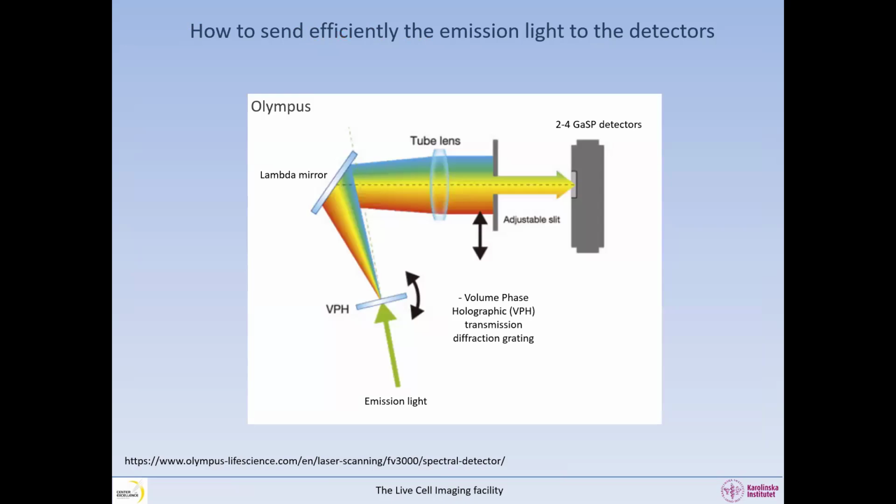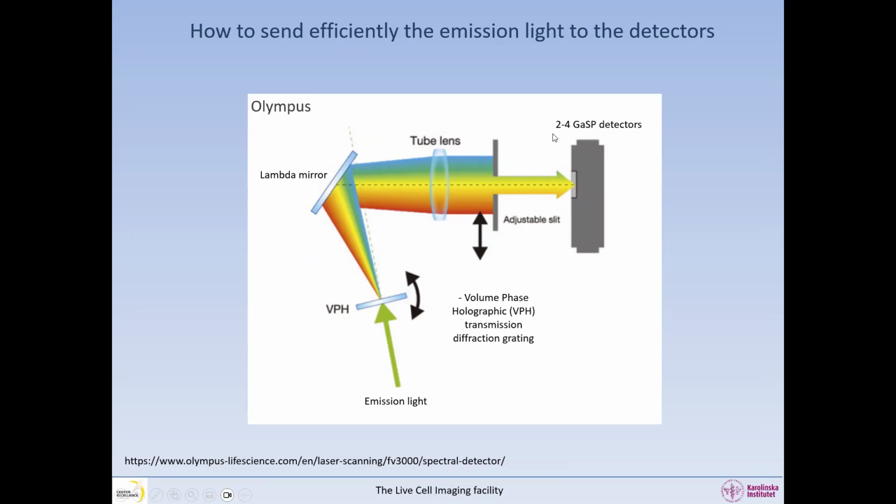Olympus also has very good microscopes, and they have employed the principle of splitting the light into a rainbow, also using a diffraction grating system. On top of that, they have a so-called volume phase holographic diffraction grating. That means they angle this grating, which sends the light to different parts of this special mirror, which in turn sends the light to different parts of the system.